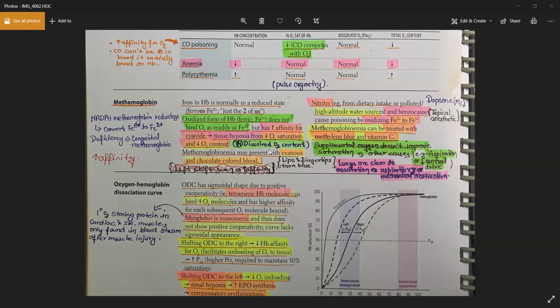Now, with this methemoglobinemia, what you will have is a cyanosis in the blood. Your fingers, your fingertips, your lips, they will all turn blue. Patient will have a chocolate colored blood. So when you take the blood sample of the patient, you will find that the patient is having chocolatey colored blood. So these two things will be present in the methemoglobinemia.